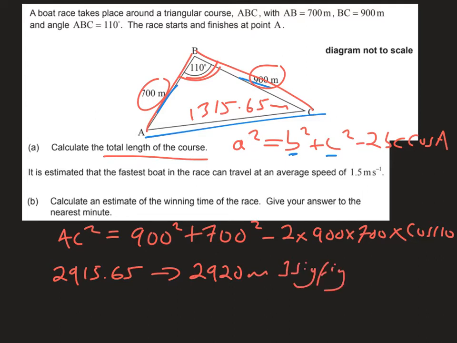And in part B, then we're told that an estimate for the fastest boat in the race is one that travels at speeds of around 1.5 meters per second. So just note the units there. Calculate an estimate of the winning time for the race.